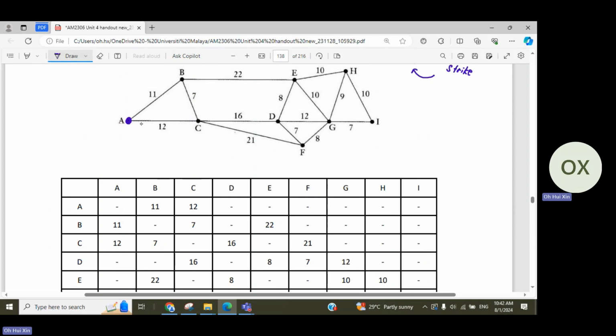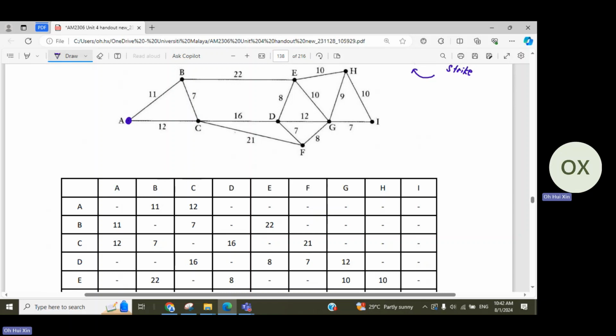So A to C, you have 12. C to A, you also have 12. A is only adjacent to B and C, so that's why B and C. For example, D is adjacent to C, E, G, F. So for D, you have C, E, G, F. Okay, so this is what a distance table tells you.